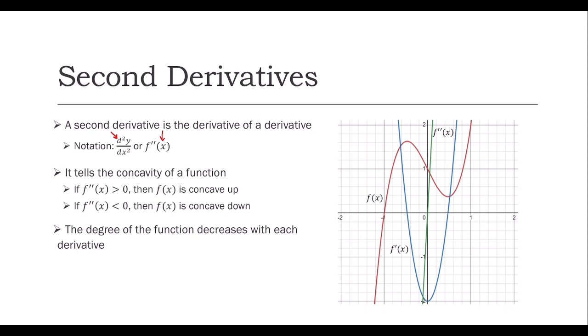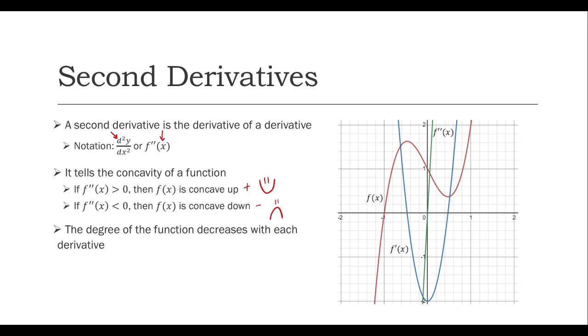So if your second derivative is greater than 0, it's positive, so it's going to be like a smile, concave up. If your second derivative is less than 0, it's negative, so it's going to be like a frown. It'll be concave down.